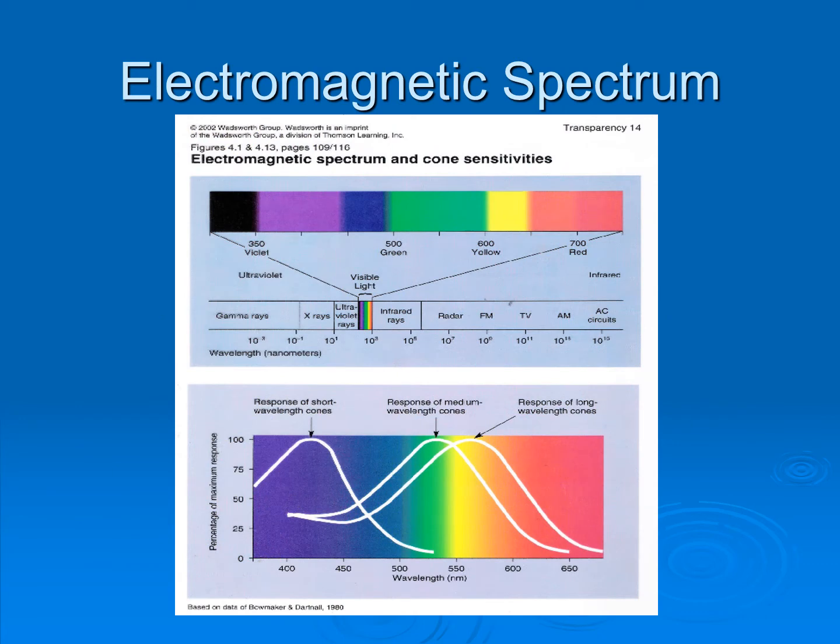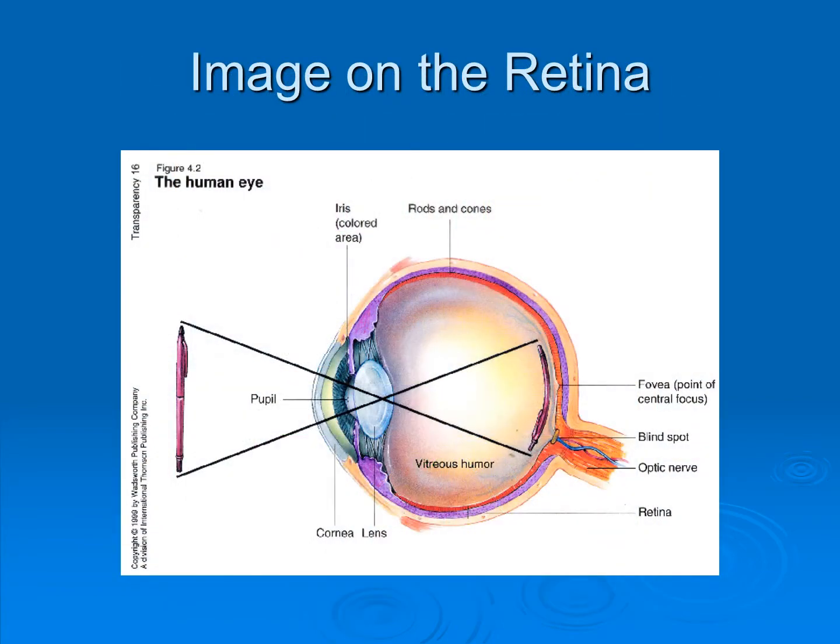Here's the electromagnetic wave spectrum from 300 to 750 nanometers to see from the far left to the far right. And you'll also see that there are three response curves on the image below, and these correspond to the three types of cones. Images are projected through the pupil, then the lens. They're inverted, and the fovea is the center where the most cones are jam-packed in there. You can see how the eyeball's laid out.